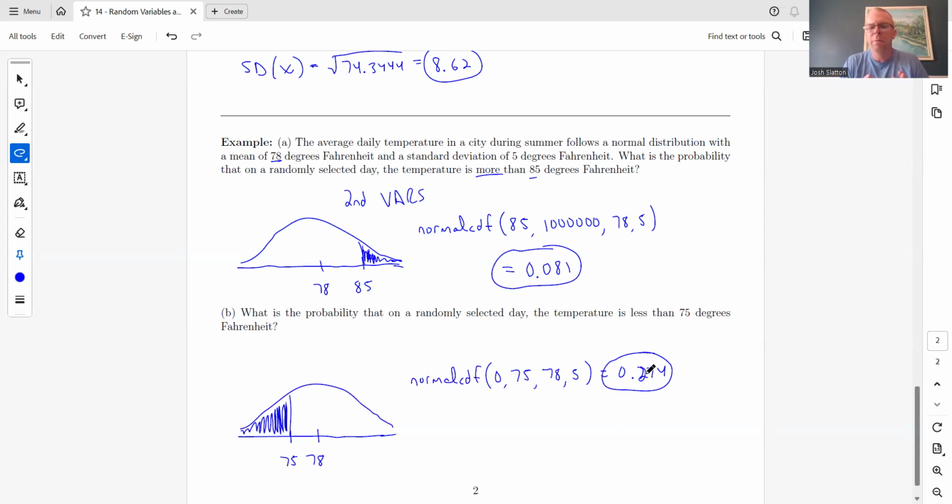And again, we'll be doing normal CDF things more as we get into the third test as well. But it's a pretty quick chapter, and so hopefully this will not be too bad for you.